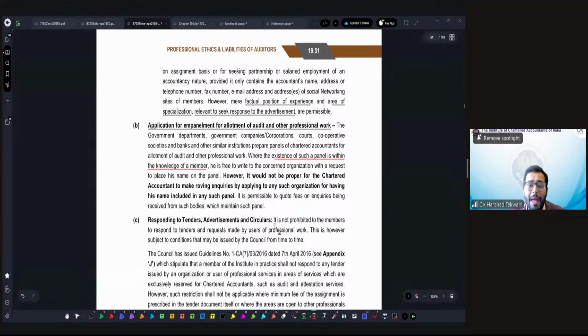It would not be appropriate for a chartered accountant to make roving inquiries. Like you are not aware, you are just presuming that it would be there and you are applying. It's an inquiry, it's not an application. So there's a difference between inquiry and application. What is permissible? Application for empanelment. The term application is not equal to inquiry.